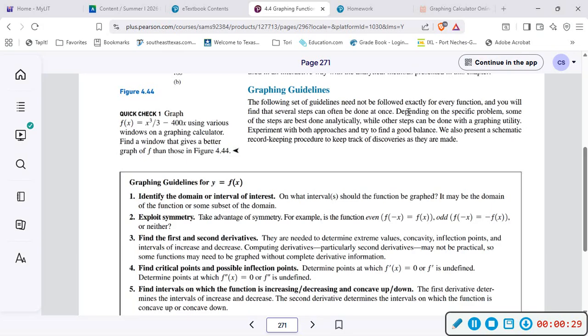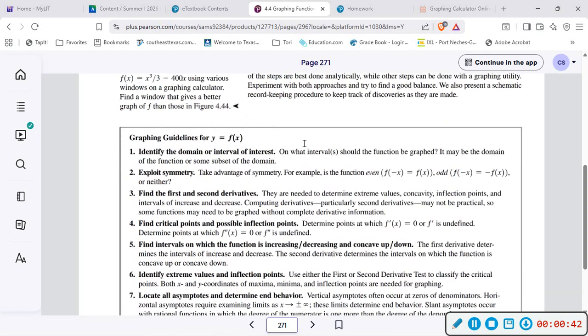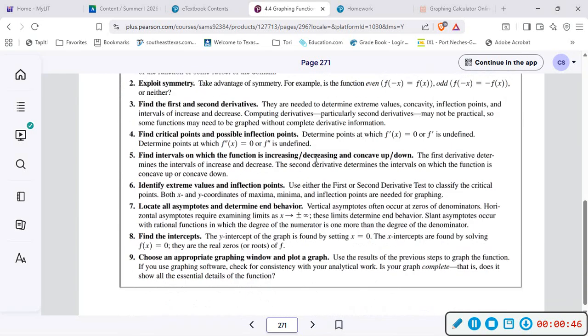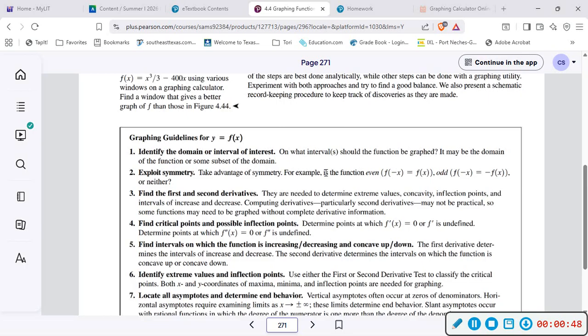It jumps into some graphing guidelines. It's not going to be exact for every function, but generally it'll get you in the right area, and you can modify specific problems to fit. So the general guidelines for graphing a function: you're going to identify the domain of interest. Some of the parent functions are already given. We have a lot of those listed in our cheat sheets in our course.